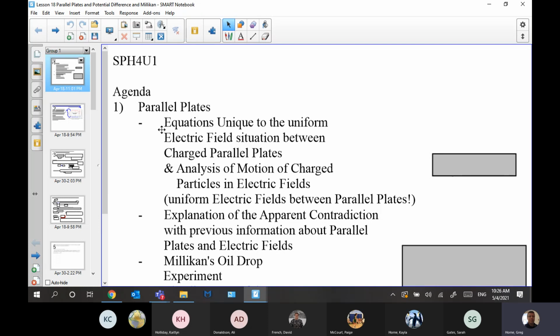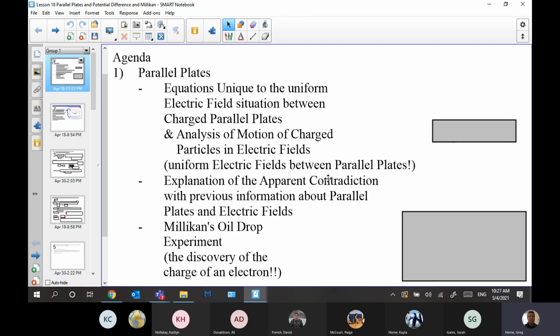Number 18, lesson 18. So we're going to talk about parallel plates a little more. These are going to be the equations unique to a situation where you have a voltage applied on parallel plates. So this is the explanation of the contradiction when you have a voltage applied. We're going to look at just in general what happens between parallel plates. In parallel plates, you've got uniform electric fields, right? So it's kind of a special situation.